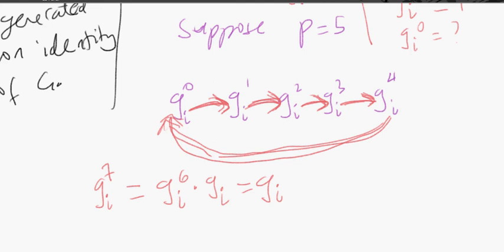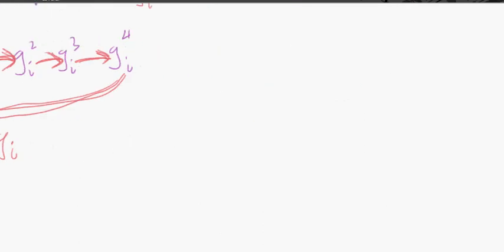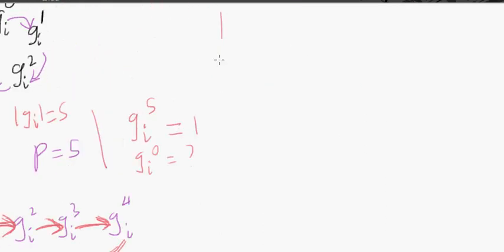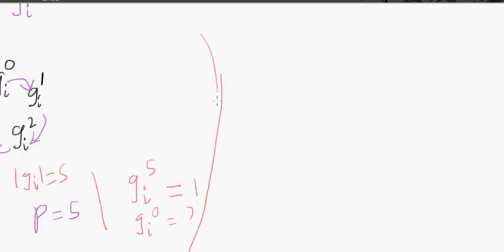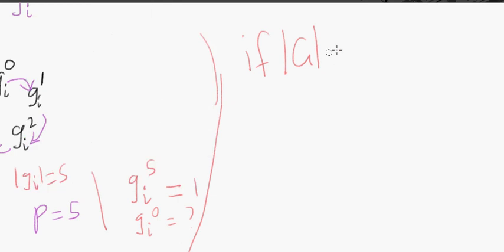And our main conclusion here is, this is the conclusion we've been able to draw. See if you can now put together all the pieces. That if the order of G equals some prime p, then G is cyclic.